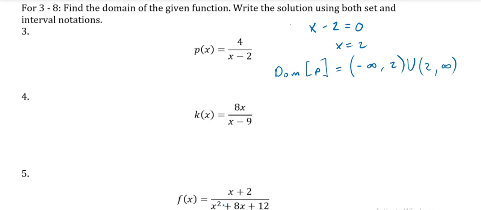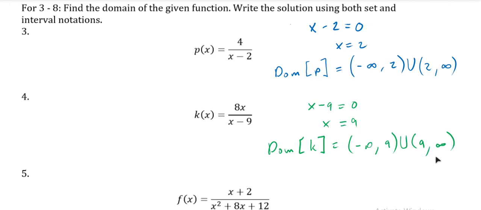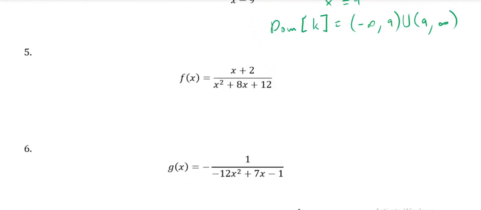Okay? Now, moving on, looking at this one, we want to see where is x minus 9 equal to 0. That's, of course, at x equals 9. And so we would exclude this value from our domain, which looks like this in set notation. It's important to be able to find the zeros in our denominator.